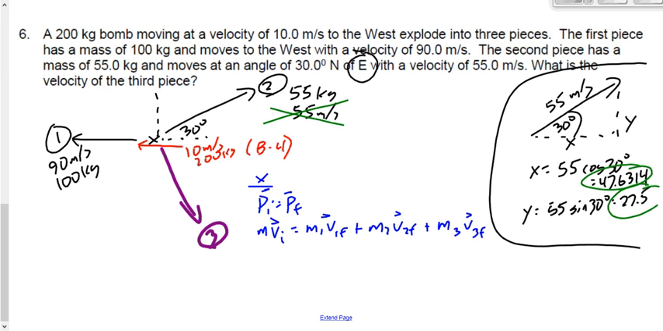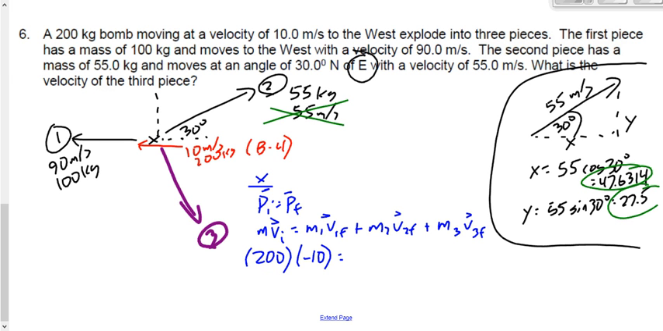Total mass is what, 200 kilograms? What's VI? What is it usually in these explosion questions? Usually it's 0. What is it this time? -10. Who said -10? Good. -10. Not just 10, -10.